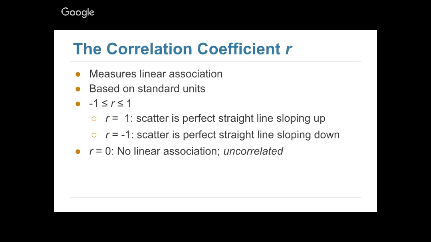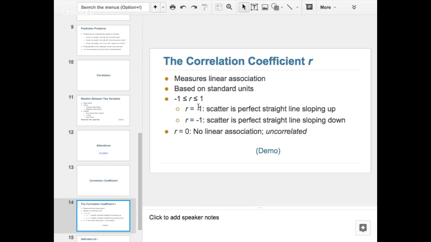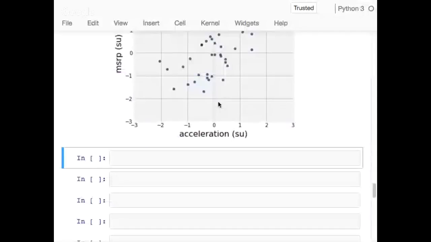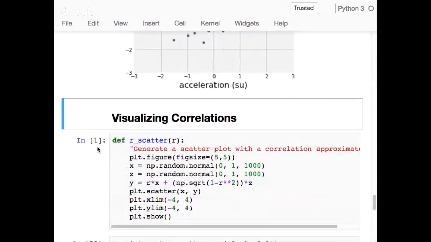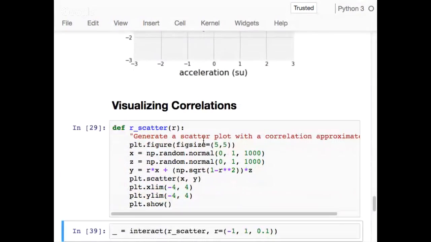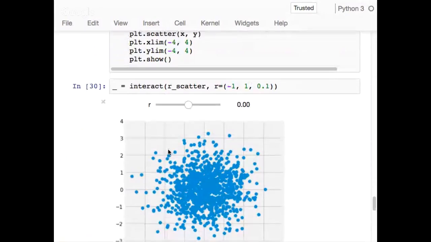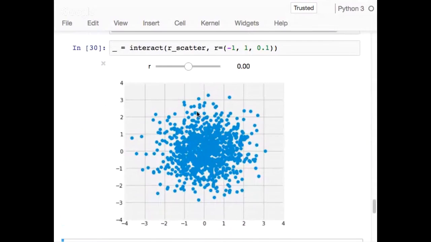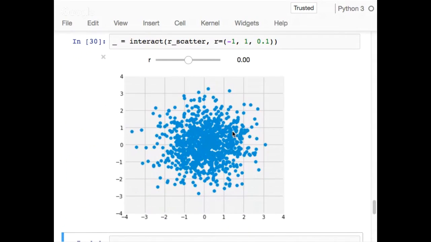Knowing one variable does not help me figure out the other variable. So let's take a look. I have here a little demo that I want to use to illustrate the idea of r. This function right here, which you don't know how to write, I'm just going to use as a demonstration. Here, I'm showing you a plot of points that have a correlation of 0. When r equals 0, my points are just a cloud.